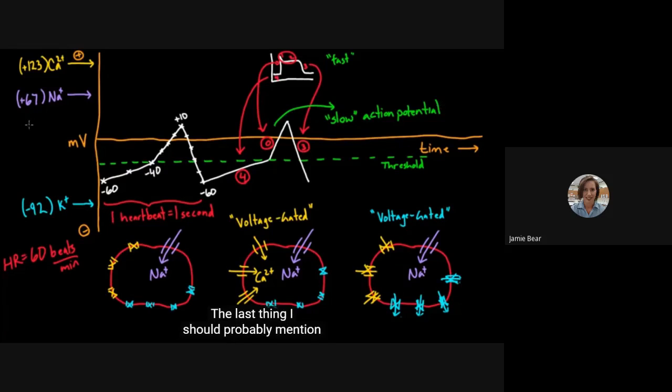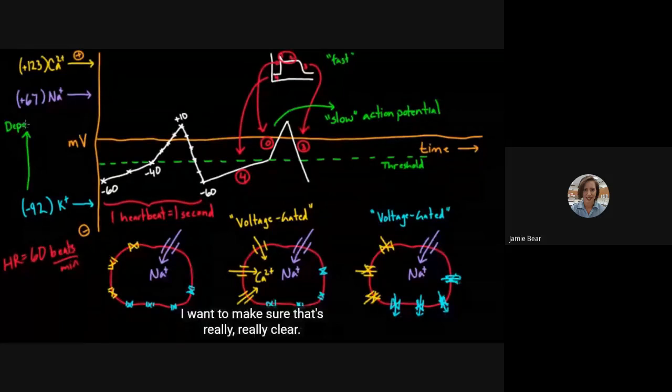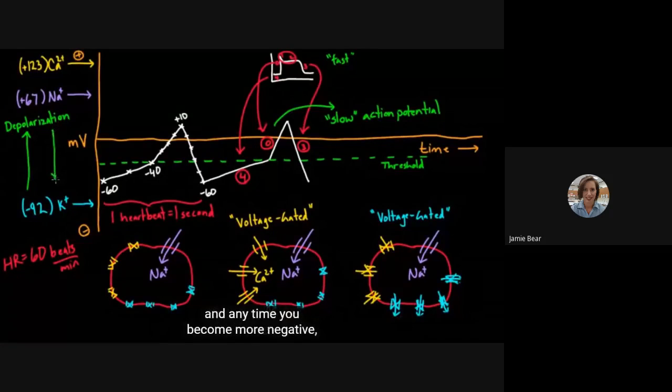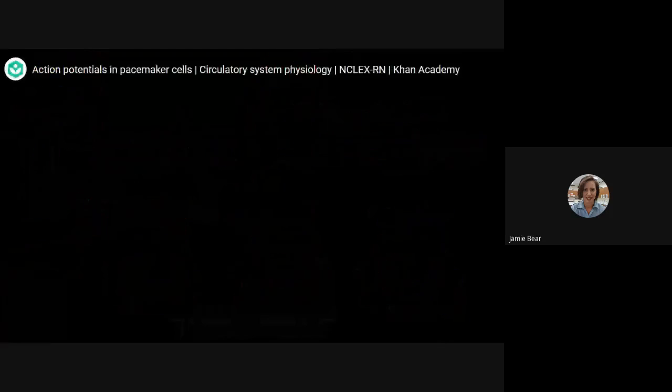Last thing I should probably mention is that anytime you go up like this, and you actually become less negative, that's called depolarization. I want to make sure that's really, really clear. So anytime you become less negative, that's considered depolarization. And anytime you become more negative, like that, that's considered repolarization. So in this case, we have phase 4 and 0 kind of slowly depolarizing, and then phase 3 is repolarizing our cell.